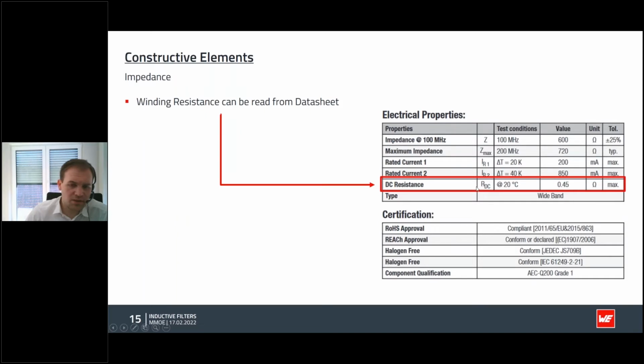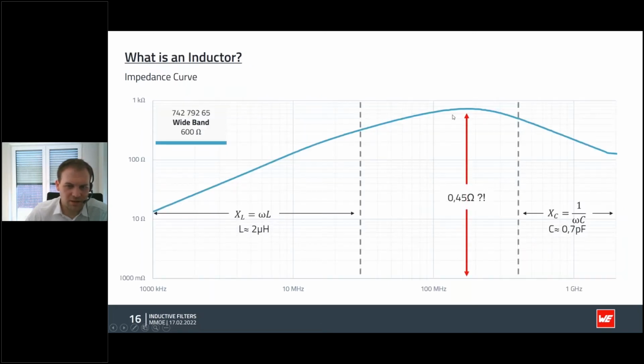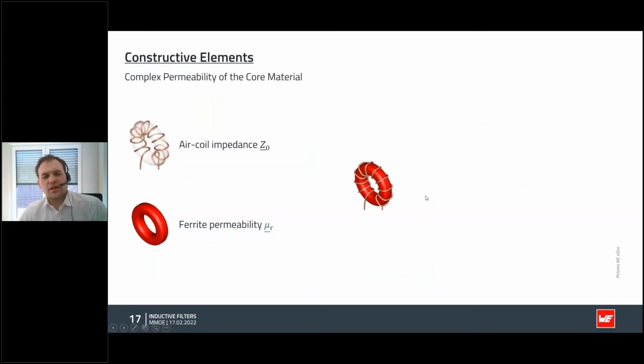So taking a look at the data sheet, we see that the DC resistance stemming from the actual winding only makes up about 0.45 ohms, which is not a lot. So this doesn't really explain the capping of the impedance at this point. So something else must happen here. So what is happening here? To be honest, there is a little magic going on inside the coil.